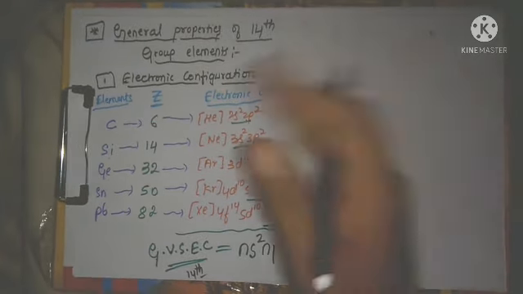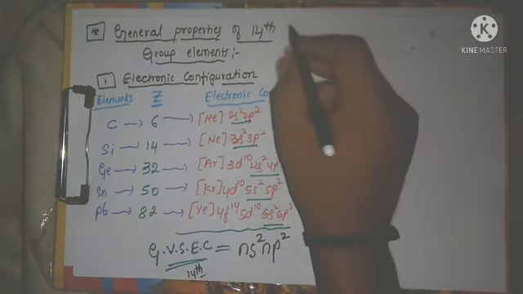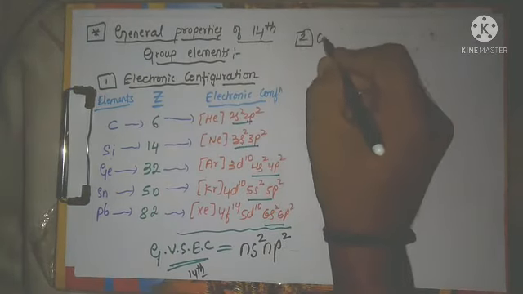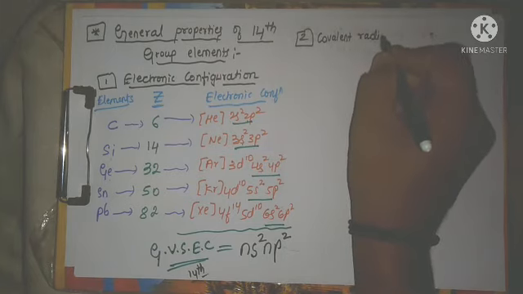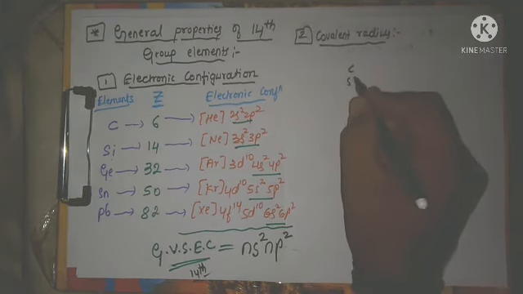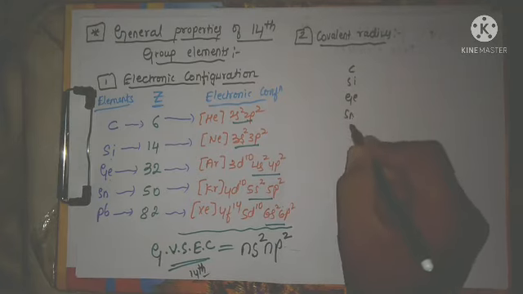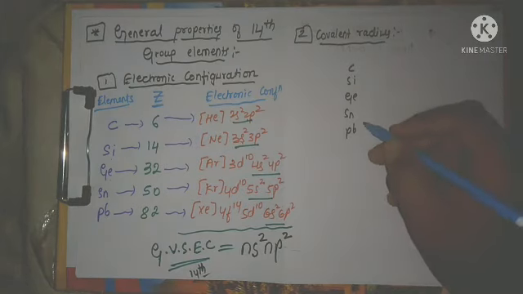After completion of the first general property of the 14th group elements, next we will go for the second one. The second one is covalent radius. What are the elements? Carbon, silicon, germanium, tin and lead. These are the elements of the 14th group. From top to bottom, does the size increase or decrease?